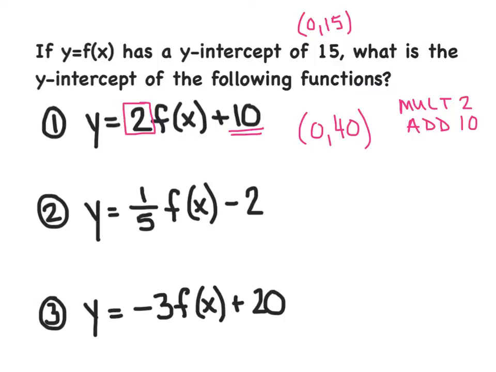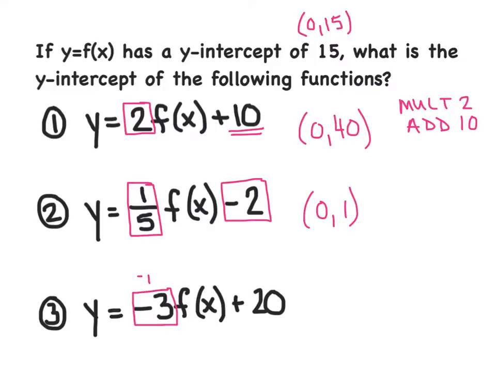Now in the second one, I'm going to multiply by 1/5 first. And that makes the 15, and again, feel free to use your calculator, 15 times 1/5, that'll turn it into a 3. And then I'm going to subtract the 2 after that, so it's a 1, (0, 1). Our third one, let's multiply the 15 by -3, and that's going to make it -45, and you can even put a little note here to yourself, -45. Then I'm going to add this 20, and that's going to make it a -25 by the time I add it, so (0, -25) would be my y-intercept.